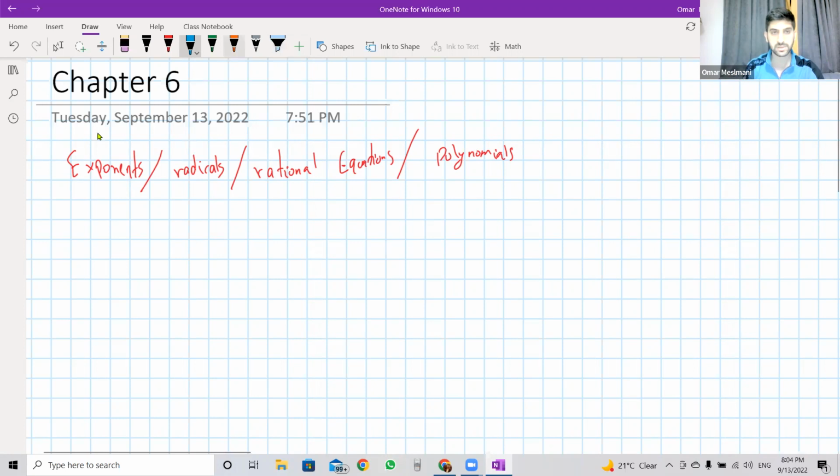What does exponent mean? Who knows? Something to the power of something. Exactly, thank you. So it's something power something. Once I say that I have an exponent, it is going to be like this: a to the power of n. Now, tell me, what do we call the a?